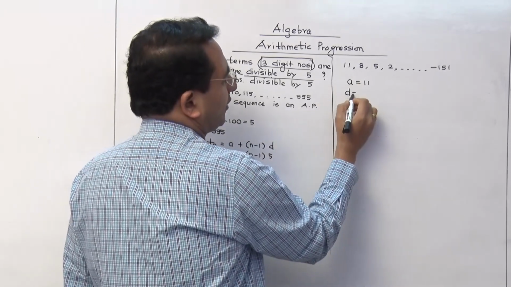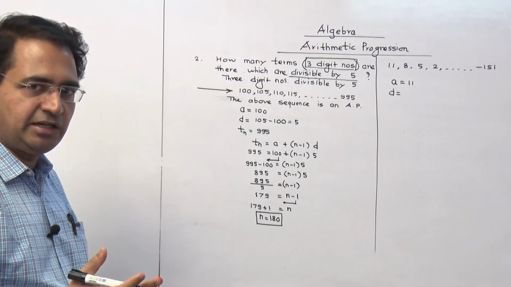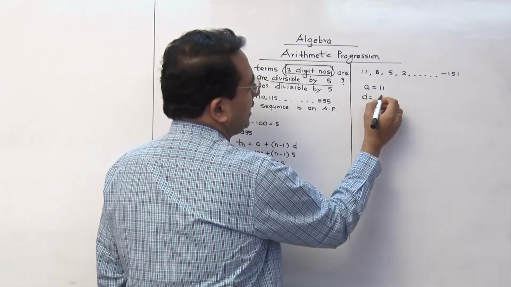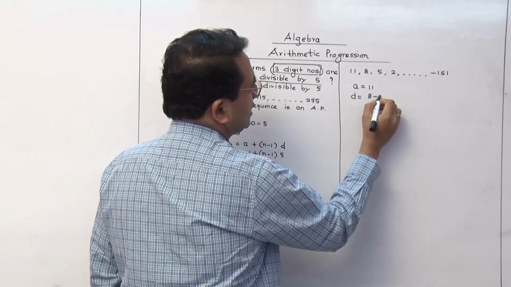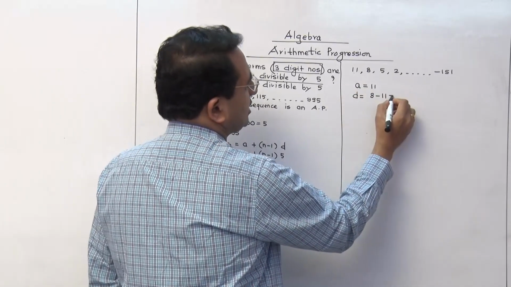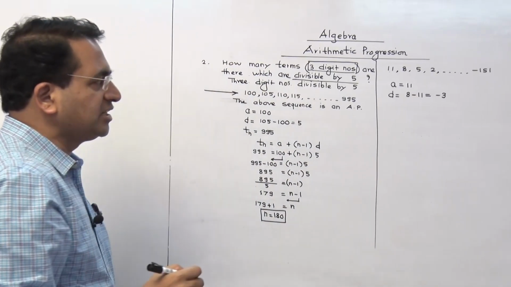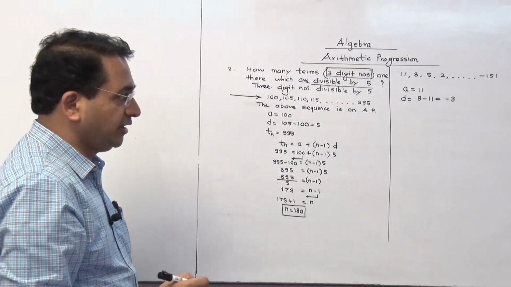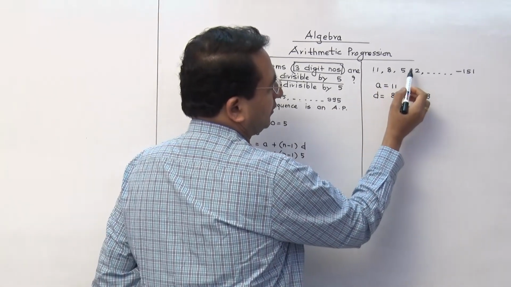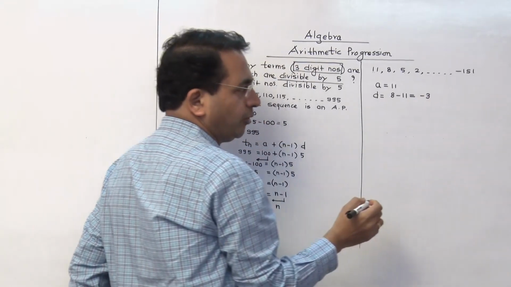Now common difference, many students directly write the number as 3. But stick to the formula properly. It is any term minus its previous term, and that's why the answer is coming here as minus 3. So this sequence is decreasing. If you realize this, 11, then 8, then 5, then 2, and later on if you go ahead, you are getting a negative number.